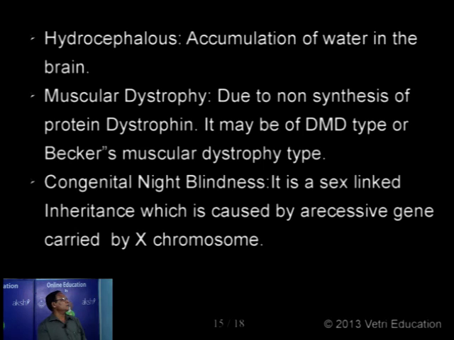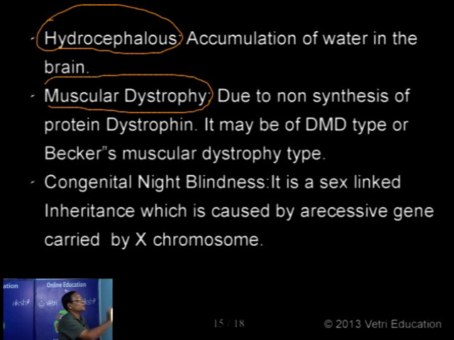Now, the third disorder I mentioned, hydrocephalus. Before that, we have to take up what is called muscular dystrophy, the third disorder, because it is part of the family. So, what is muscular dystrophy? Normally we have one protein called dystrophin protein. It is produced by the gene called the DMD gene. That gene is responsible for the production of dystrophin protein.